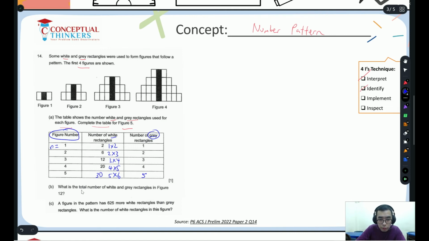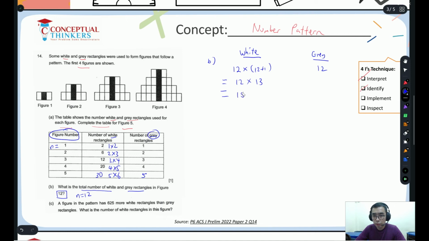So they want us to find the total number of white and grey rectangles, right, for figure 12. So if we look at part B, so if we look at grey, since we are talking about figure 12, we will expect grey to be 12. Now white, we probably have to do some calculation. Now when it's figure 12, means that my n will be equal to 12, right? So I'm going to take 12 plus 1. So this will give me 12 times 13. So you can actually press a calculator to get 156.